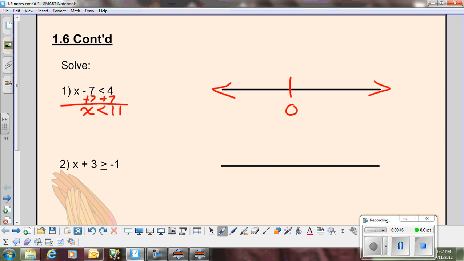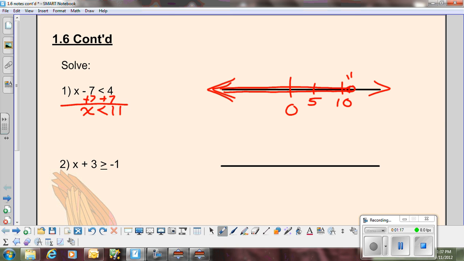Now, I'm not going to make you take 11 tick marks, but I do want you to have 0 in the picture. So you can choose an appropriate scale. I'm going to count by 5s. But then you do have to mark where the 11 is. Open circle at 11. And we graph to the left. Okay?